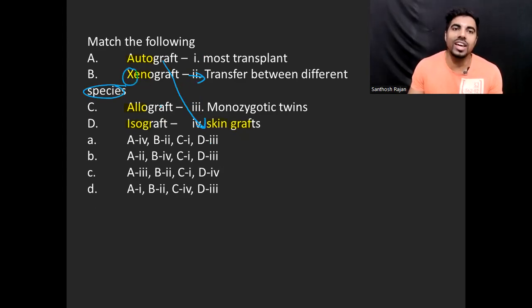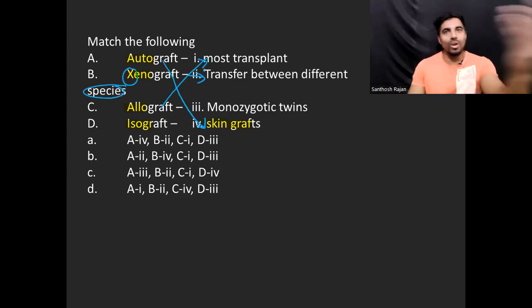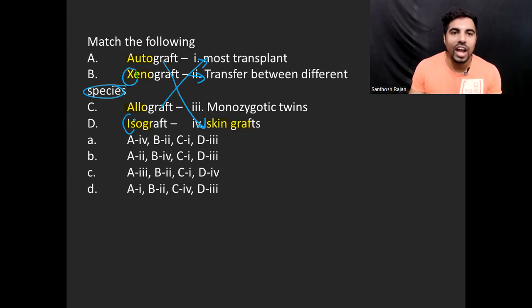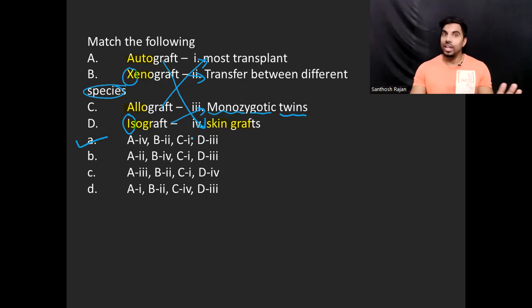Allo is the most common. Allo is the most common vegetable all over the world, so most common, most transplants are allo. Iso, I for identical twins. Identical or monozygotic, they are the same, don't confuse. Twins are iso, at least remember twins, identical twins. So isograft is the monozygotic twins. Done. So where we are fitting, A is 4, B is 2, C is 1, so your answer is A, and D is iso, monozygotic, in 3. Okay, got it, simple, right?